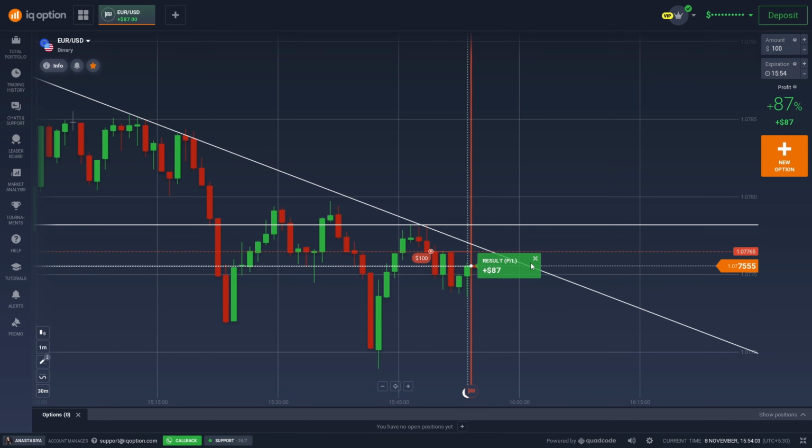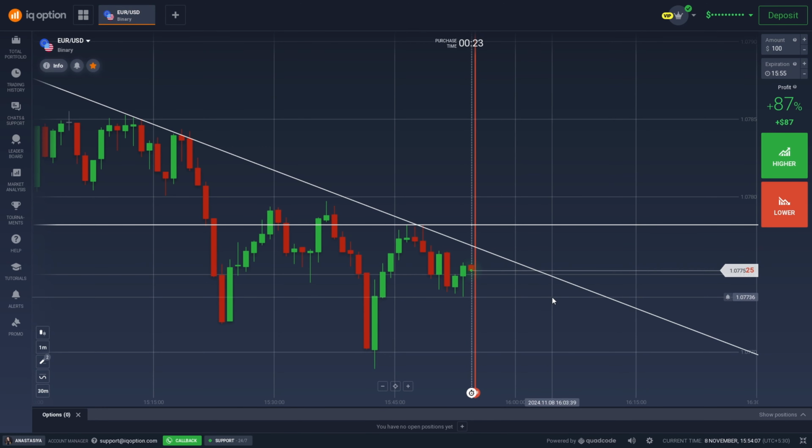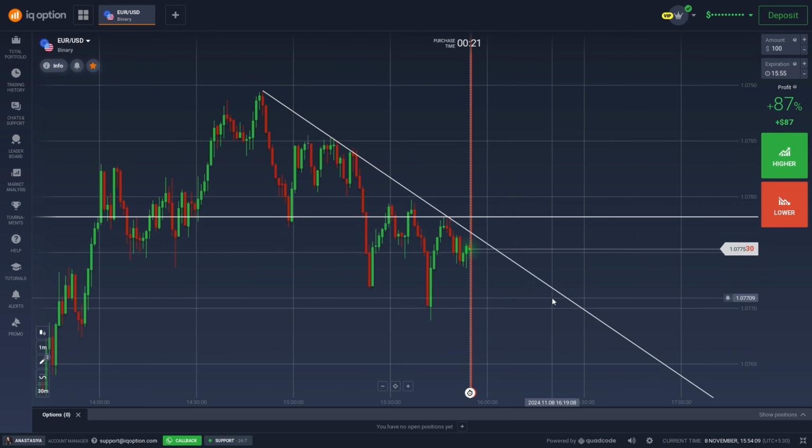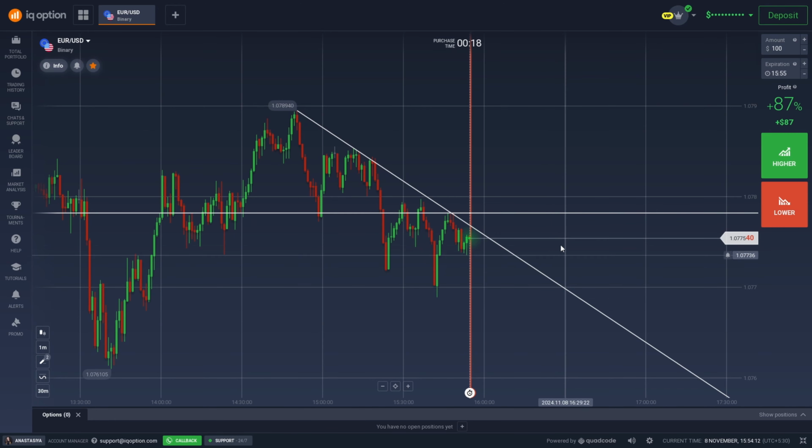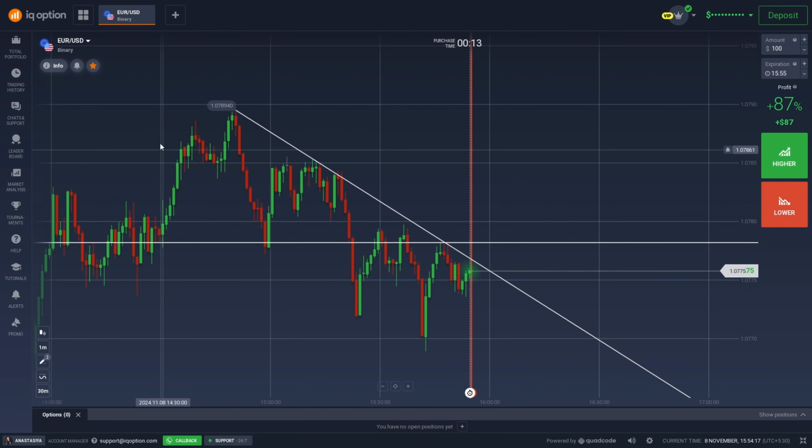So we have won this trade. Let me explain you why I took this trade and the strategy also. So as you can see here, the first rule is to follow the trend, and here as you can see, according to the price action, it was a downtrend and I placed our trade in the direction of the trend.